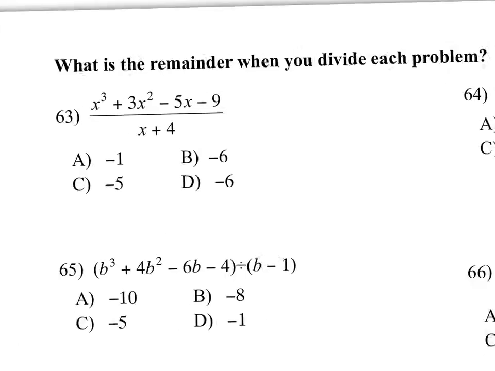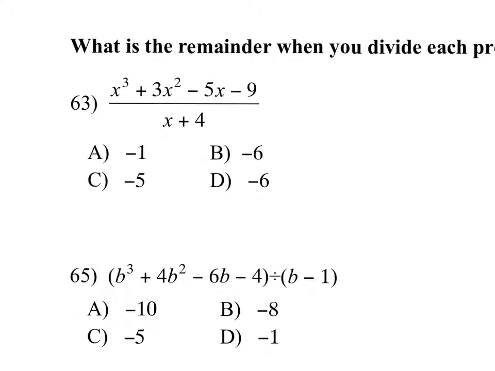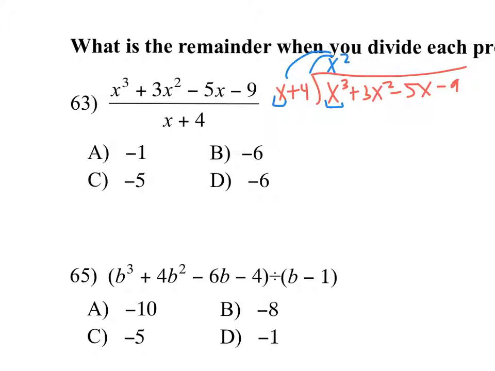For number 63, we've got to divide this and figure out what the remainder is. So that's going to be x plus 4 dividing, and then we got x to the third plus 3x squared minus 5x and minus 9. Alright, to get from x to the third is going to be x squared. Going to multiply that down to give us x to the third plus 4x squared. When I subtract, I get 0 and I get minus 1. Bring down the next piece, which is minus 5x.